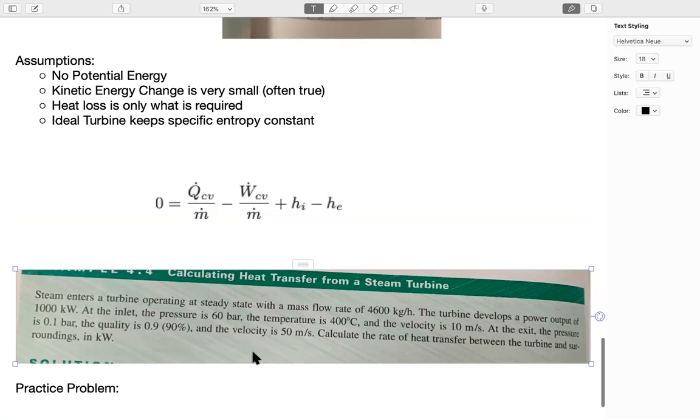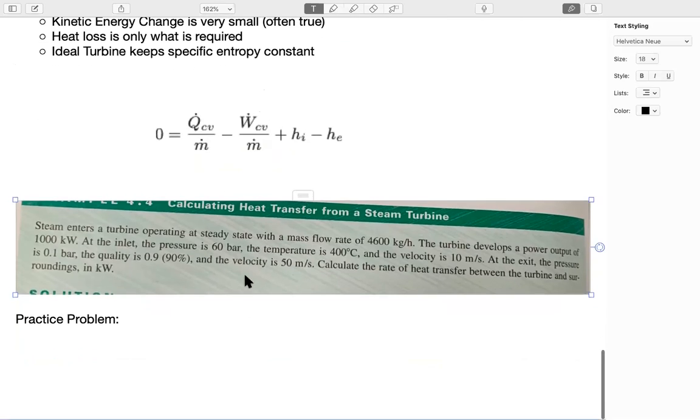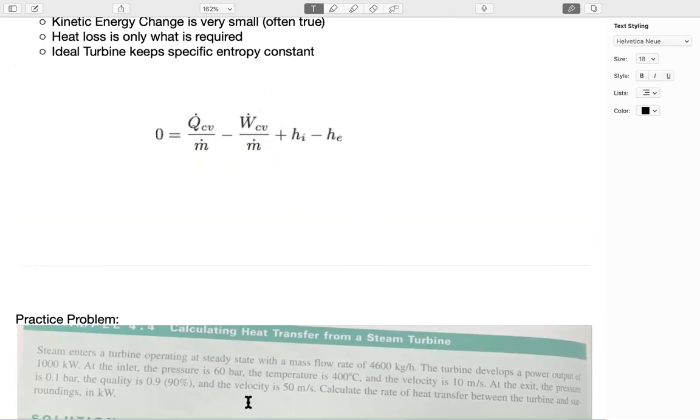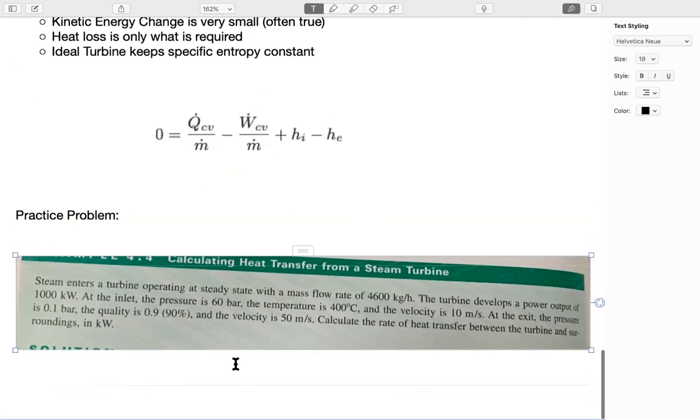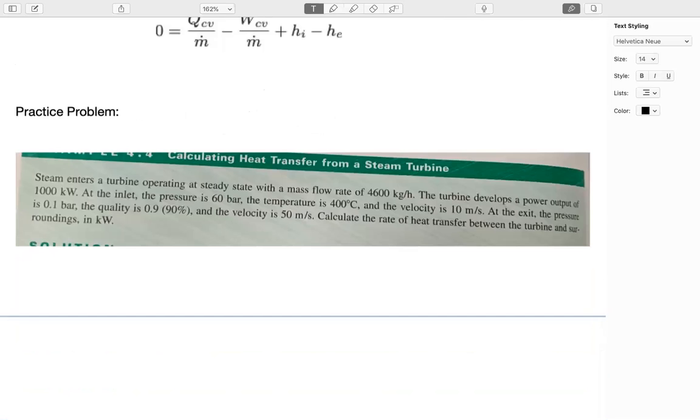And the surroundings. So I got that in the wrong spot. Okay. All right. So let's talk our way through this. What are the things we know? Or sorry, what do we want, first of all? We want Q dot.